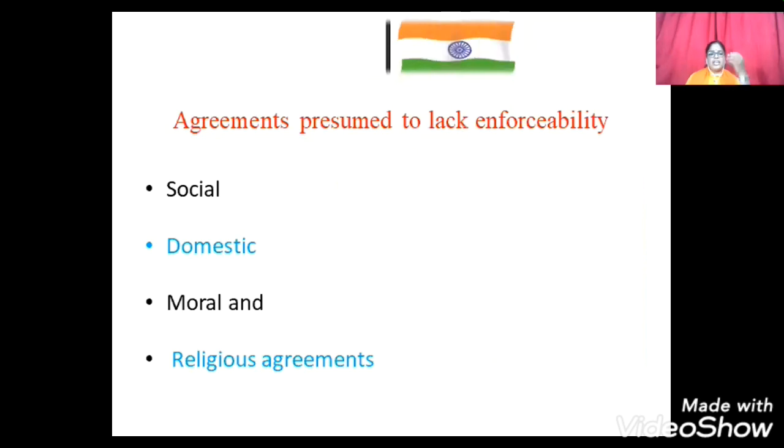Right. The social agreement. Social agreement means what? These are the agreements which are entered into between friends. Domestic agreements are those agreements which are entered into between family members. Then moral agreements are those entered into both between friends as well as family members. Then comes the religious agreement. These are the agreements entered into by an individual with some spiritual trust, or by an individual with his God.